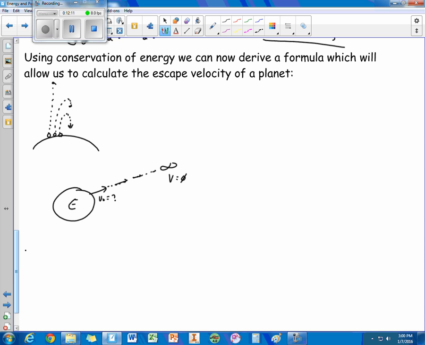Also, potential energy will decrease as well. Gravitational potential energy is equal to this formula here. And notice that as r becomes larger, the energy becomes smaller. So at infinity, we have no gravitational potential energy as well.